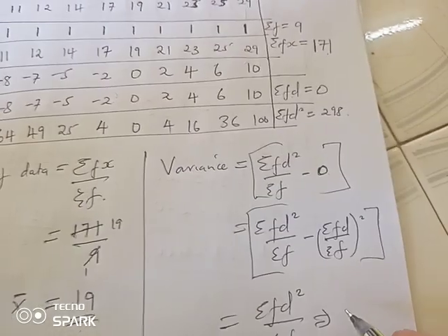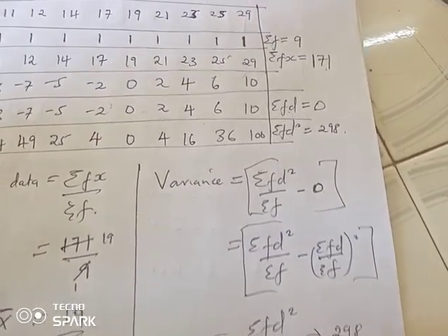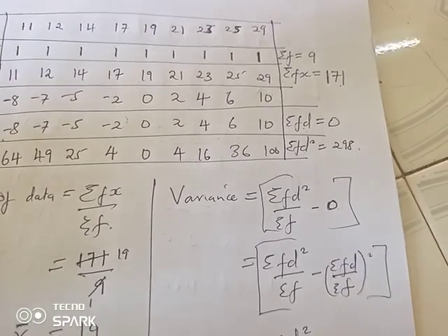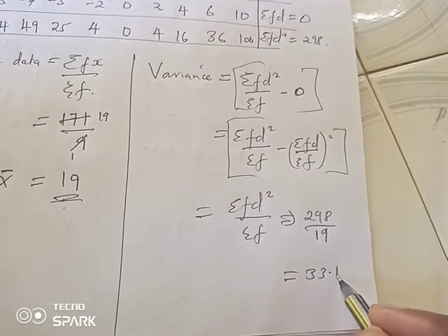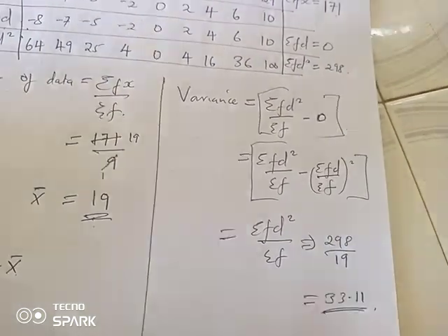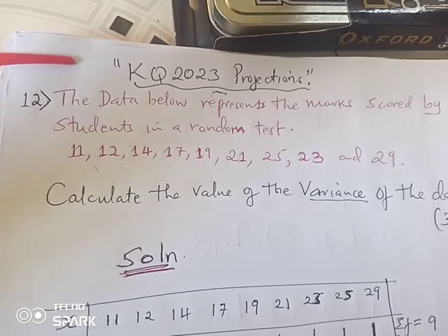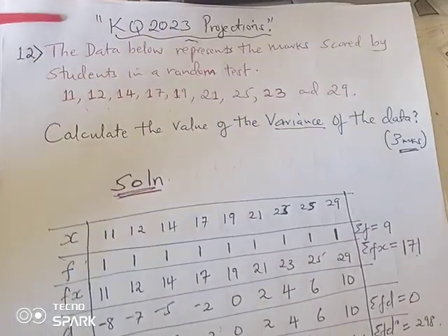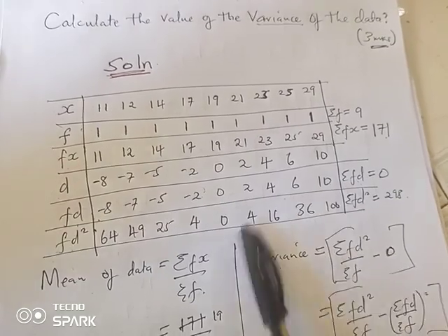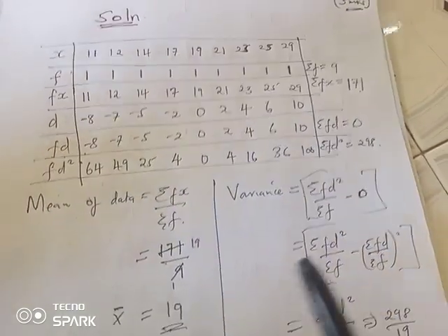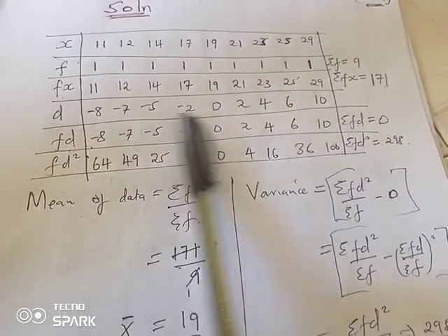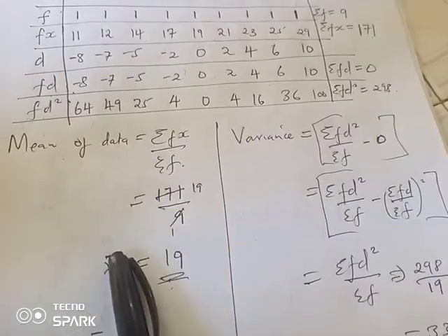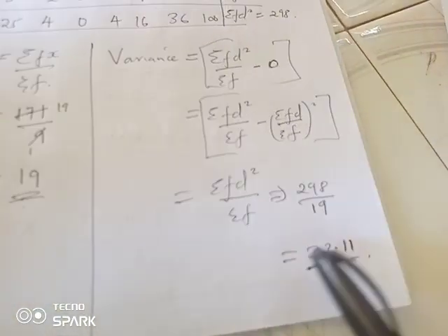And therefore, we shall have 298 all over 9, which when you divide, you get 33.11. So that is our answer. You can use our diagram to study it, follow through from the formula, getting the mean of the data to help you get the deviations, then follow again and be able to reach here.